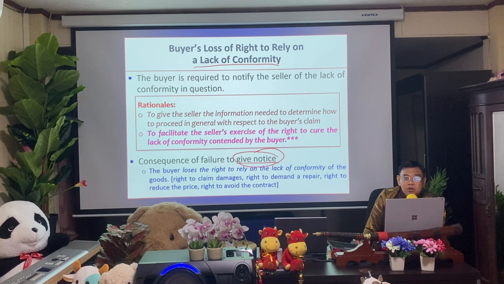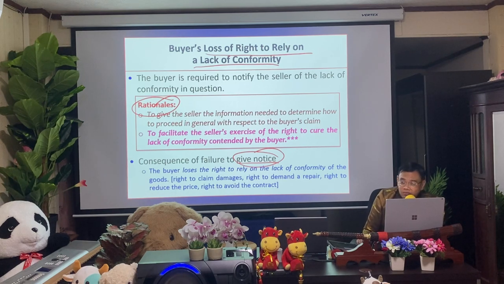Even though the goods have some lack of conformity, if the buyer does not give notice of the lack of conformity to the seller, then the CISG stops the buyer from claiming that the goods are non-conforming. The CISG will treat the goods as perfectly in conformity with the contract. So if the buyer does not give notice, the buyer will lose the right to rely on the lack of conformity. You may wonder why the CISG takes away from the buyer the right to rely on the lack of conformity if the buyer does not give notice to the seller. The reason is simple.